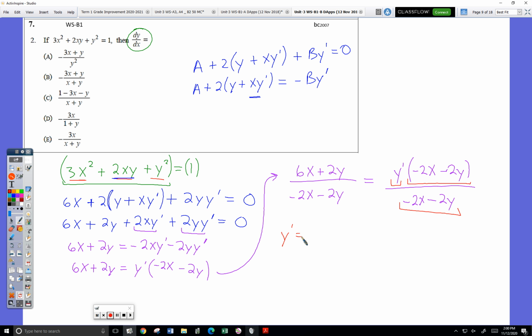Okay. Anyway, you can take out a 2 from both top and bottom. Tell me what to write. 2 parentheses 3x plus y divided by 2 parentheses negative x negative y.